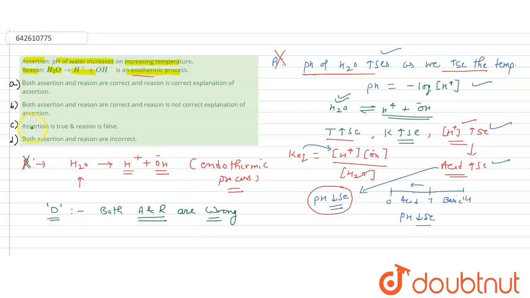In this way, option D will be the correct answer, and options A, B and C will be the wrong ones. Hope this answered your question.